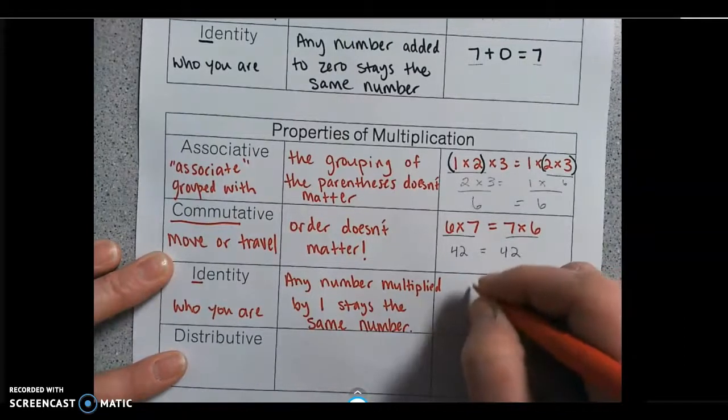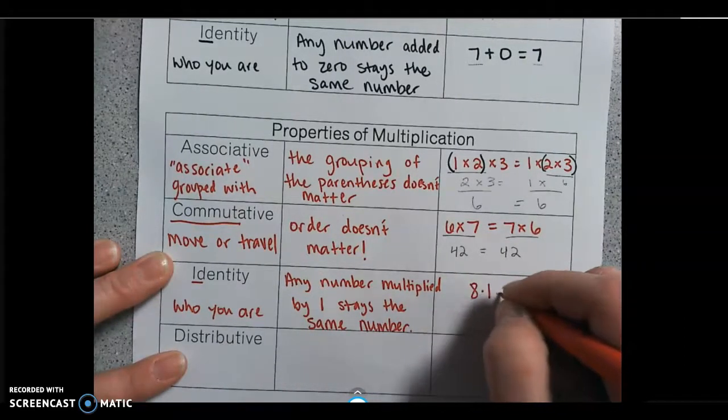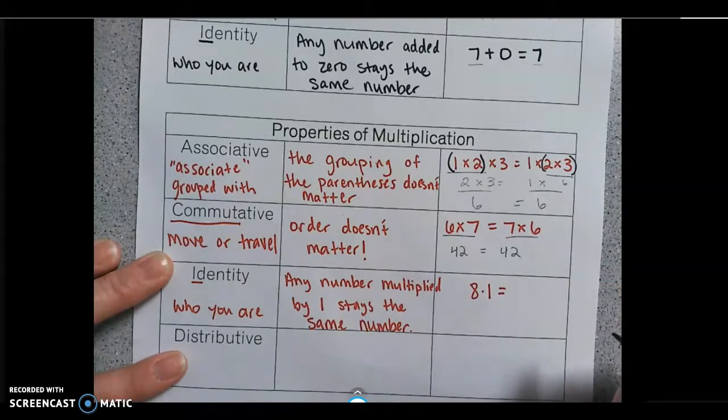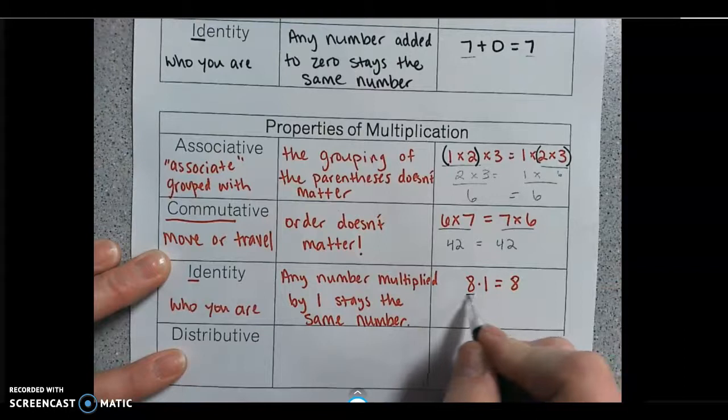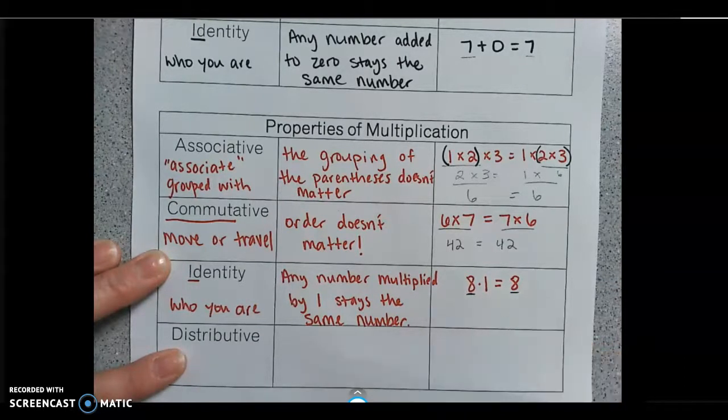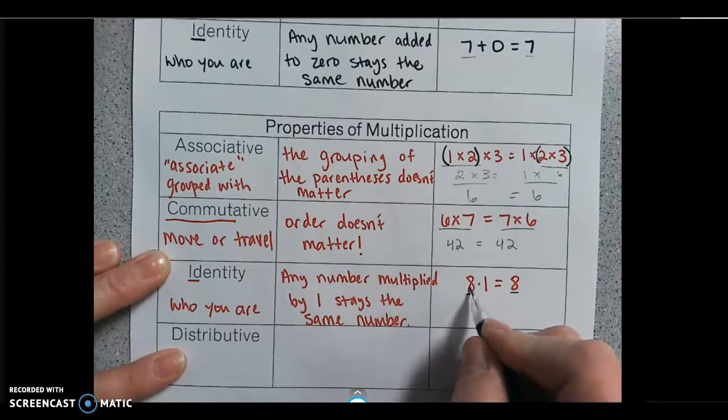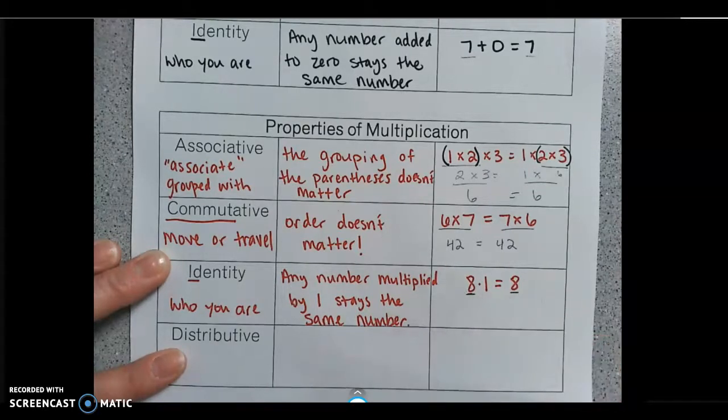So maybe I have 8 times 1. 8 times 1 is what? 8. So you see, this 8 didn't change. Just because I multiplied it by 1, it didn't change it. It's still 8. The identity stayed the same. Okay?